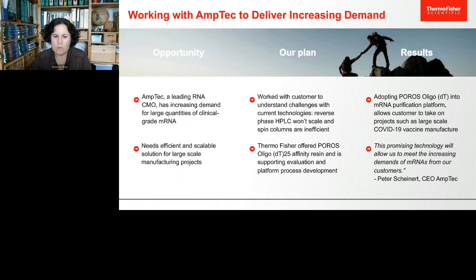We worked closely with Amtech because they had an opportunity here. As you saw, they are a leading RNA CMO, and they had a rapidly increasing demand for large quantities of mRNA. They needed something efficient, scalable, easy, quick. So we worked with them to develop an alternative to the typical reverse phase HPLC or the spin columns that cannot really be scaled up. We did a lot of tests with their samples, and we came out with the resin that we are proposing to you now, which has been on the market for a couple of months for a very straightforward capture step.